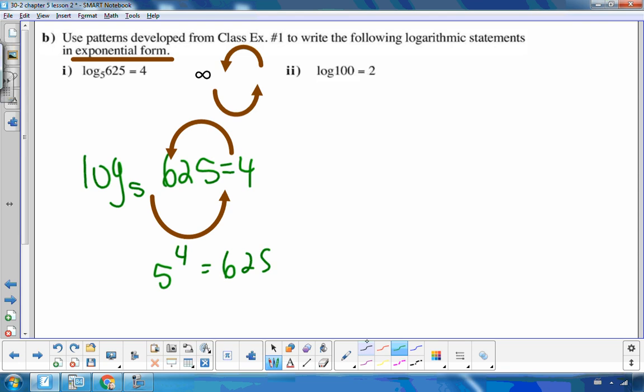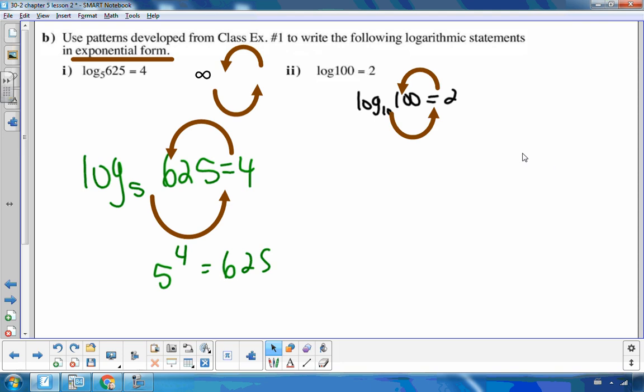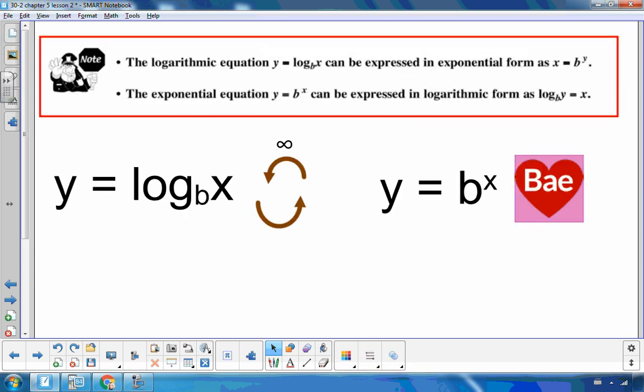Okay? This next one here, log of 100, doesn't have a base. But remember, when I don't have a base, I have an invisible base of 10. So it's like log base 10 of 100 equals 2. So I'm going to use my circle of logs. Base to the answer equals the exponent. So 10 squared equals 100. Okay, so going to exponential, use the circle of logs. Going backwards to switch to log form, use bae.